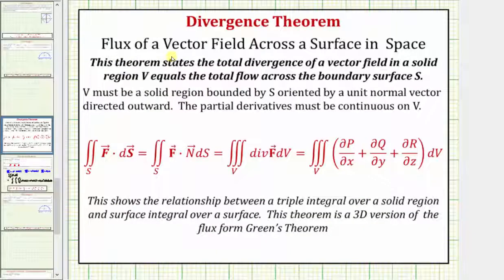The divergence theorem states the total divergence of a vector field in a solid region V equals the total flow across the boundary surface S, where V must be a solid region bounded by S, oriented by a unit normal vector directed outward, and the partial derivatives of the components of the vector field F must be continuous on V.